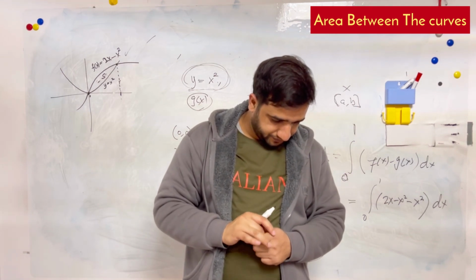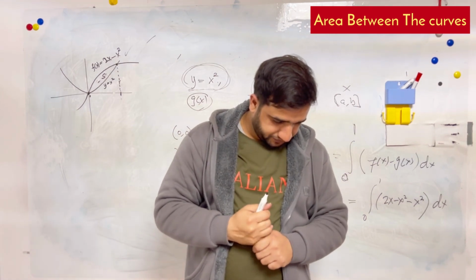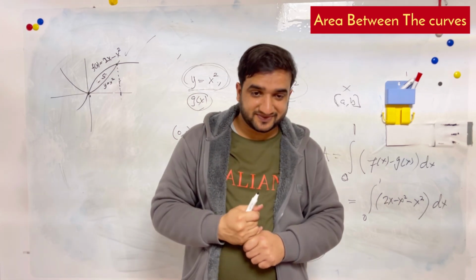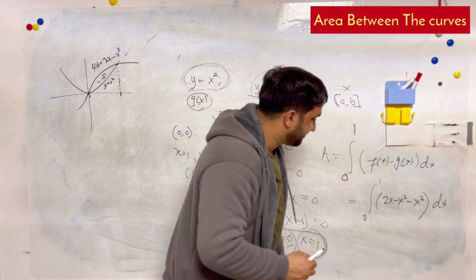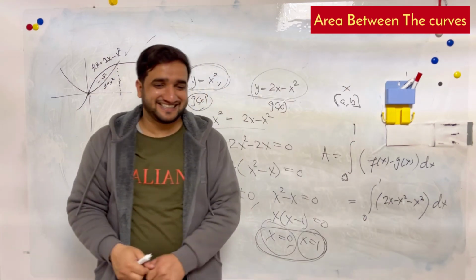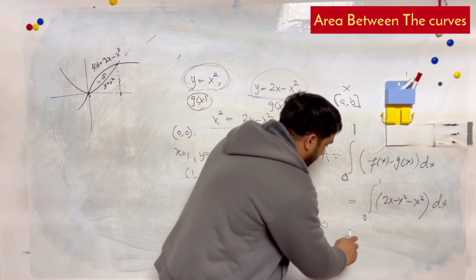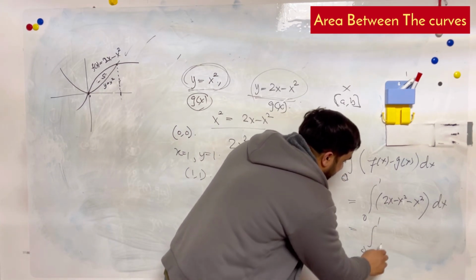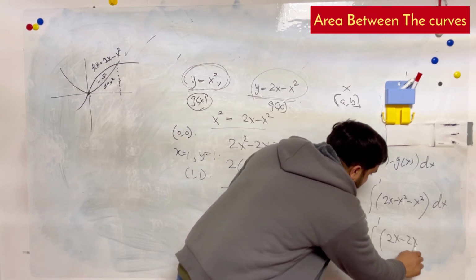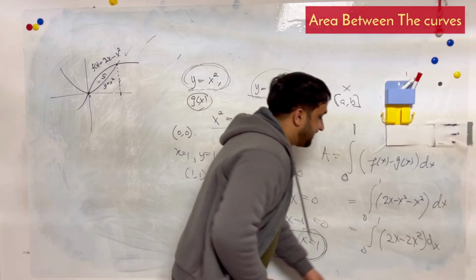Do you know how to solve this integral? Yeah. Help me. It will be 2x minus 2x square dx. Tell me what will be the answer.